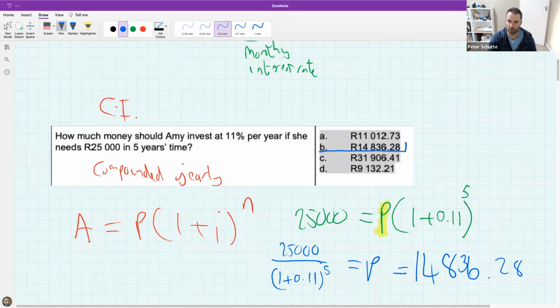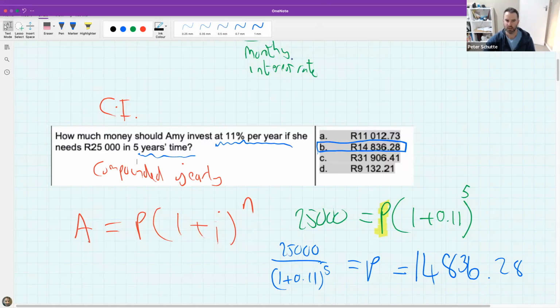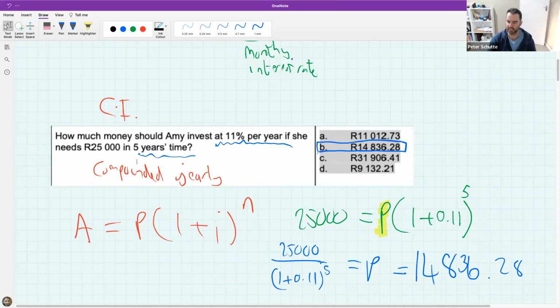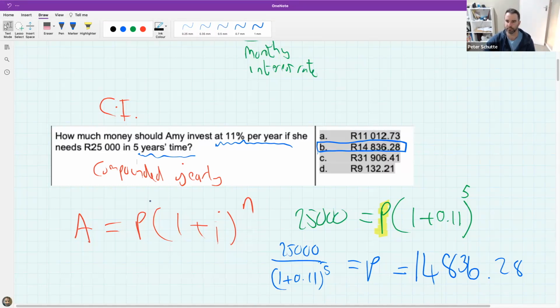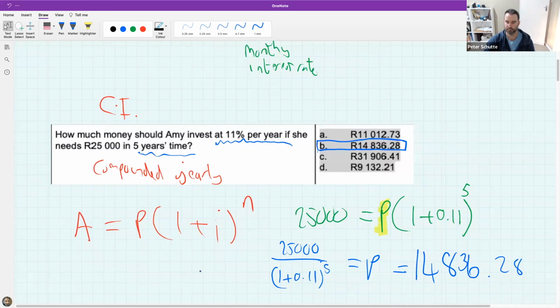So if I start out with 14,836 Rand, and I invested in an option that is 11% interest per year, I'll get to 25,000 in 5 years' time. And so that's solving for the P value. Give me a thumbs up if you're all following okay. Nothing too scary so far. Fantastic.